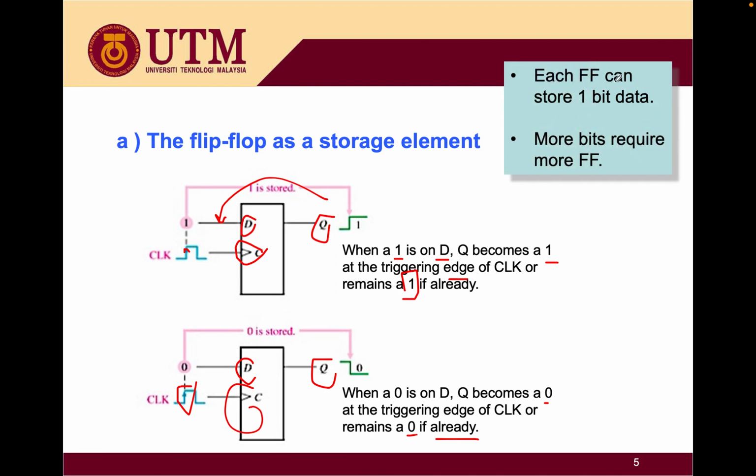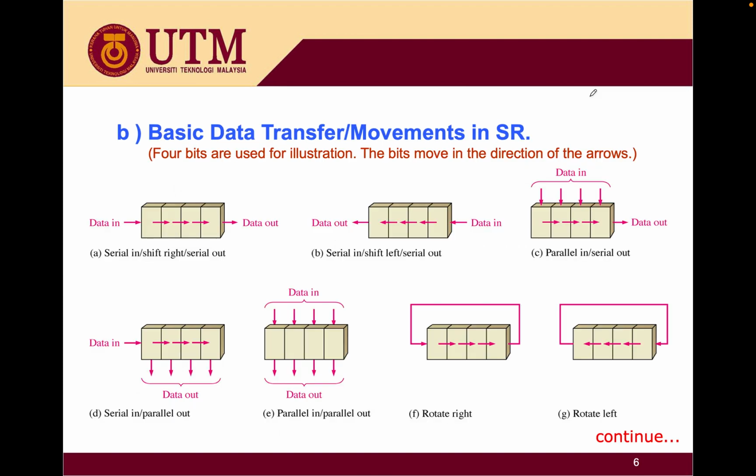So each flip-flop can store only one bit of data. Please remember this. That's why last time, if you have a counter for 1 bit, you're going to have one flip-flop only. A counter with 2 bits, you're going to have 2 flip-flops. When you have 3 bits, you're going to have 3 flip-flops, and so on. So more bits require more flip-flops. Last time you already learned that one flip-flop can store only 1 bit of data.